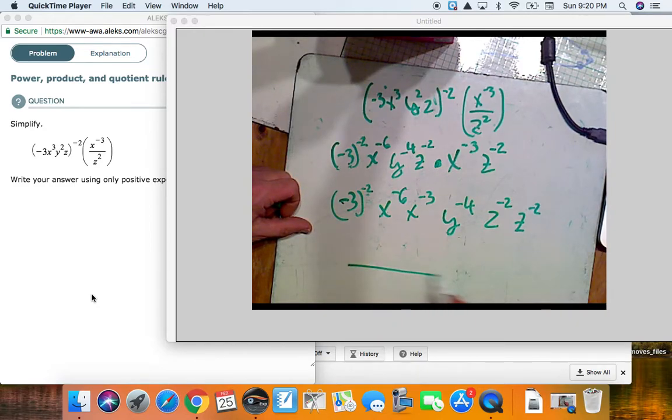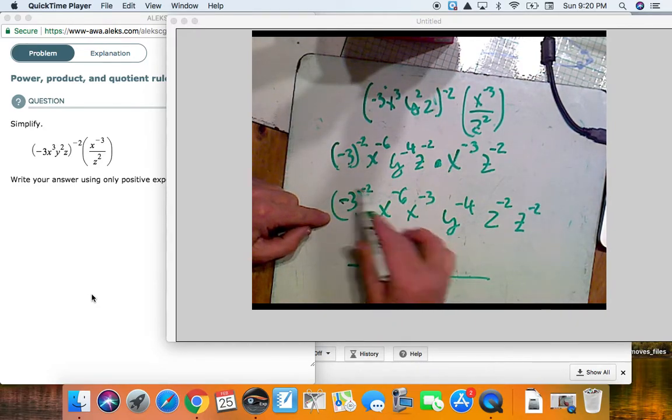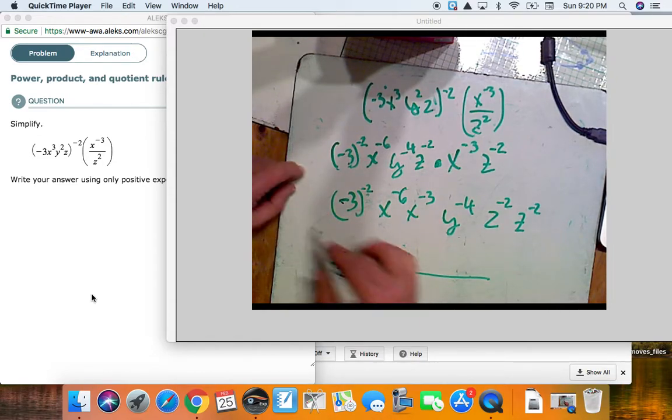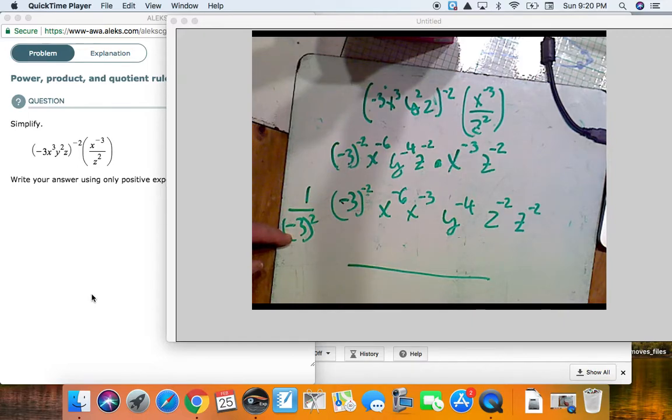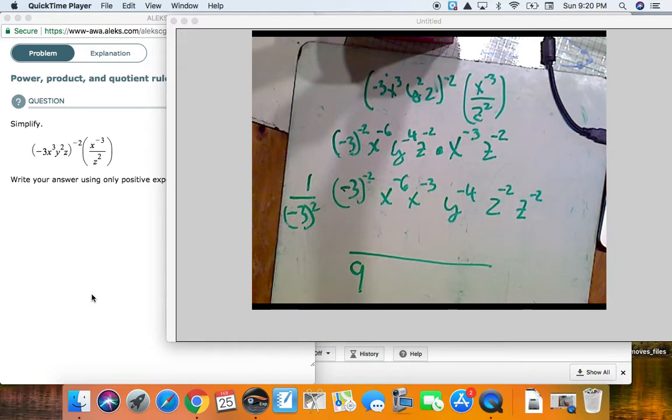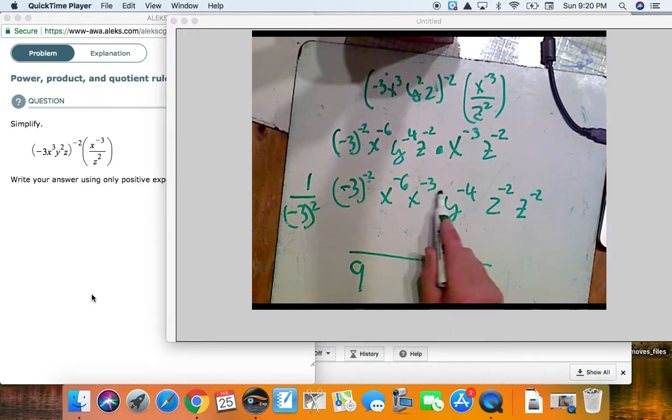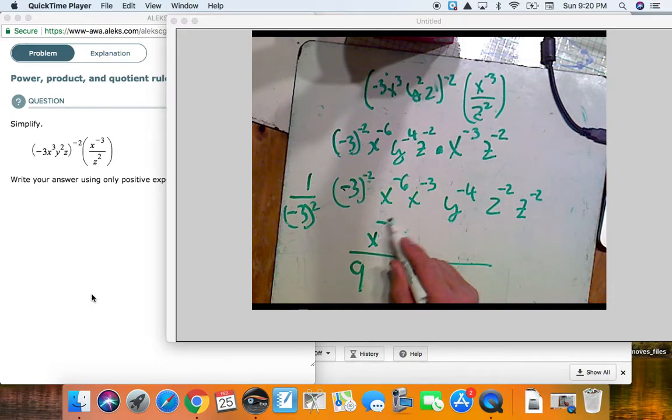I'm going to move this to the other side of the fraction bar, right? Because this is equivalent to 1 over negative 3 squared, and we know that negative 3 squared is positive 9. So I'm going to move that down to the bottom there. Then if I add these exponents, I'm going to get x to the negative 9 and y to the negative 4th and z to the negative 4th.